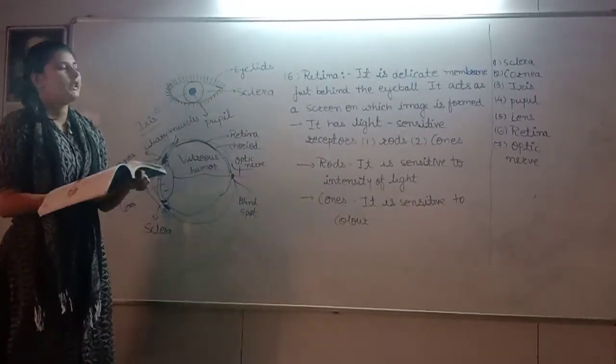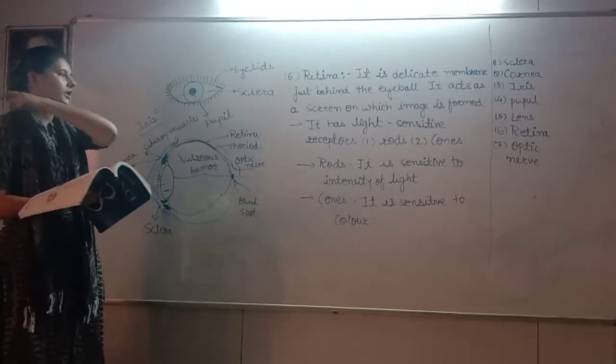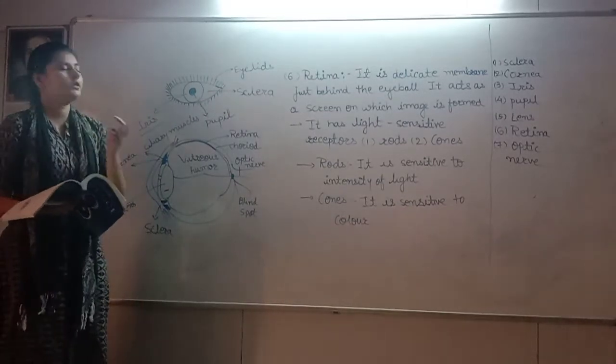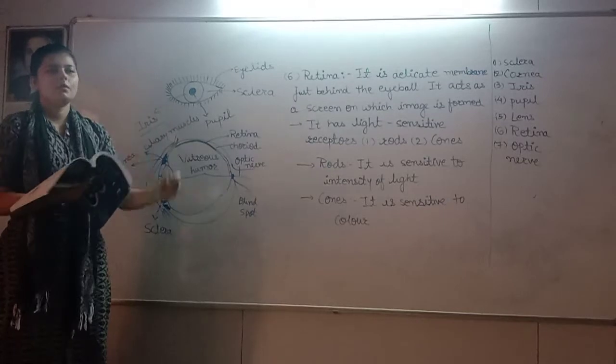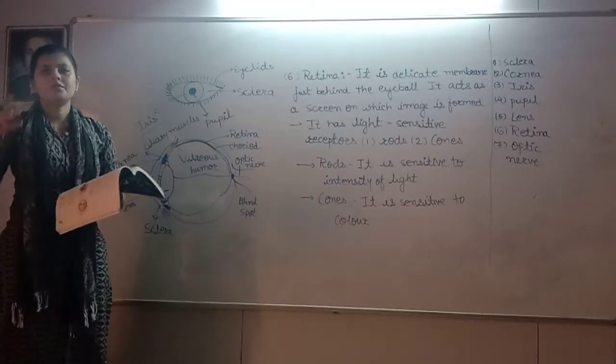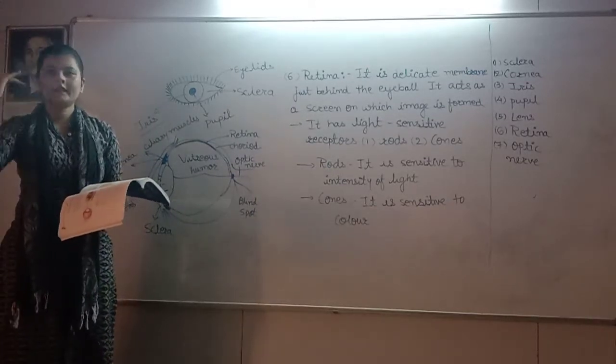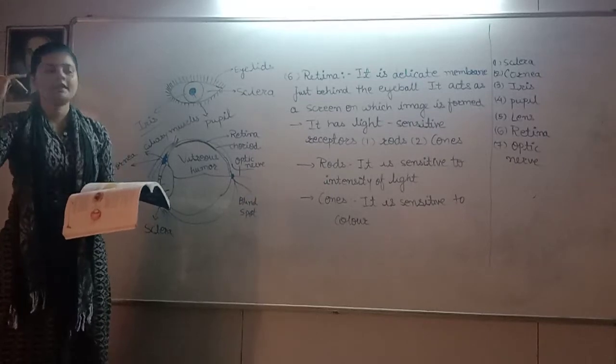So that's why you can see the nearby objects very clearly, right? So now we are talking about the retina. We have learned the things in the lens: whatever image is going to come on the retina, it is coming on the retina, right?